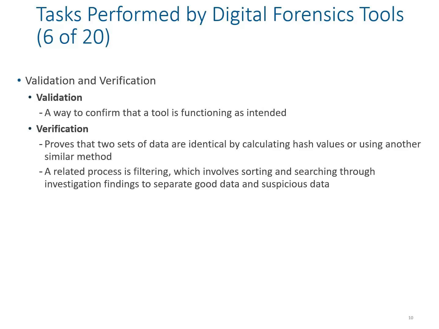Now we'll see validation and verification, which is very important when we are conducting an analysis, because we'll have to validate the data and then verify it. Validation is a way to confirm that the tool is functioning as it's intended to perform. Verification, once you get the data, proves that the two sets of data are identical by calculating the hash code using another similar method. Filtering involves sorting and searching through the investigation findings to separate good data and suspicious data.